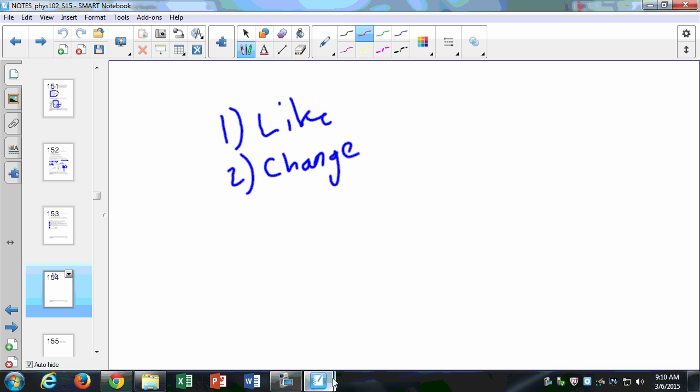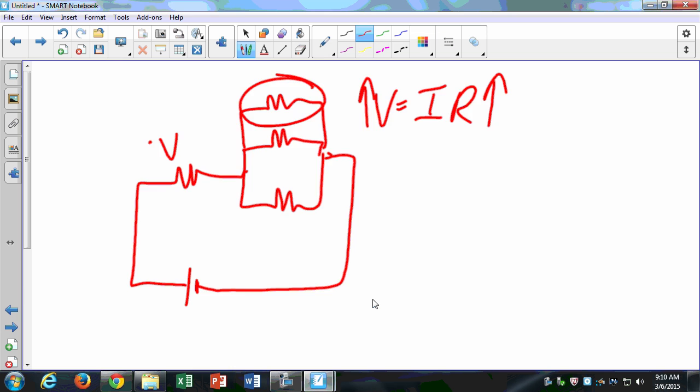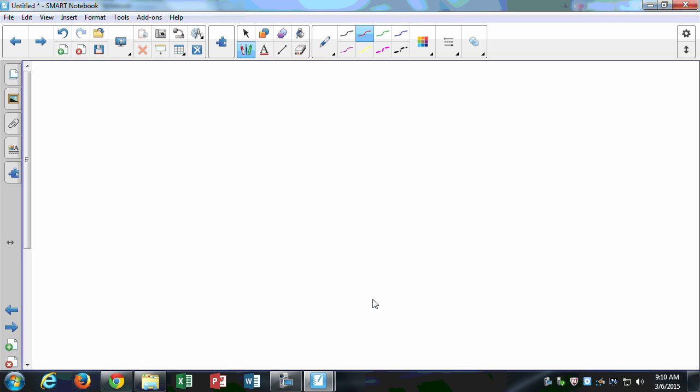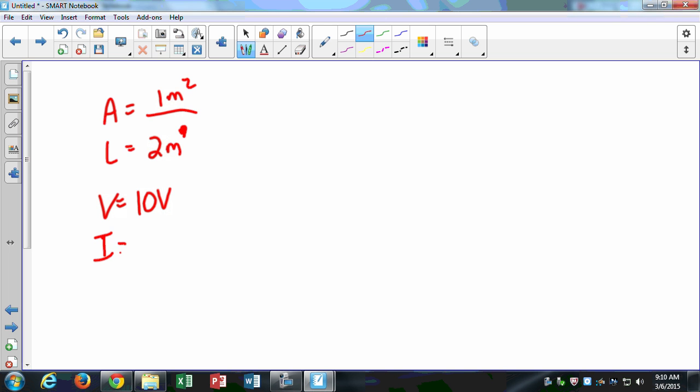All right, so let's say that I give you a material and I give you an area. I say it's whatever, 1 meter squared, and I give you a length equal to 2 meters, and I tell you a voltage of 10 volts, and that when I run this voltage through this material, I get a current equal to 5 amps. And then I ask you, what is the material?